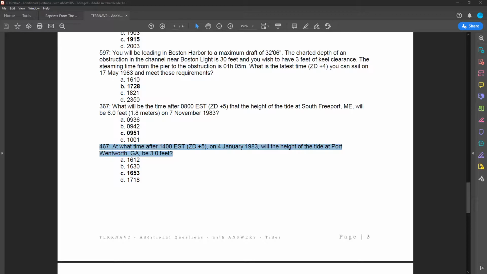So the problem you're looking at is 467. It's a one sentence problem where it says, at what time after 1400 EST, ZD plus 5? Now, if we remember from the first 2 videos, ZD plus 5 is the meridian we want to account for, so this is good. On January 4th, 1983, will the height of the tide be at Port Wentworth, Georgia, at 3 feet? Okay, all good information. Let me tell you what all that means.